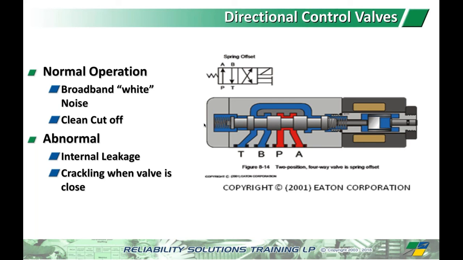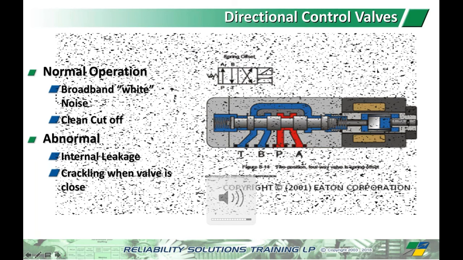So let's talk a little directional control valve here. Normal operation, when it's passing, you're going to hear kind of a white noise, and I've got some examples of the sounds coming up here in just a minute. But the important thing is you should get a clean cutoff. If when it's cut off you're hearing any kind of crackling noise, or you're hearing hissing indicating leaking, then obviously you've got some leakage. So let's take a listen to this. Hopefully the speakers will work for you.